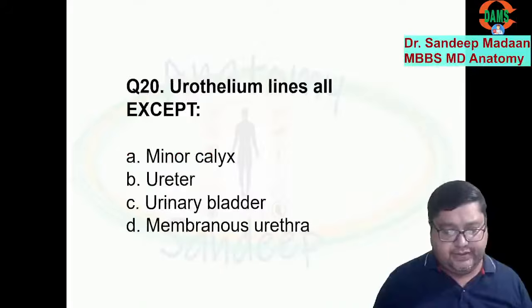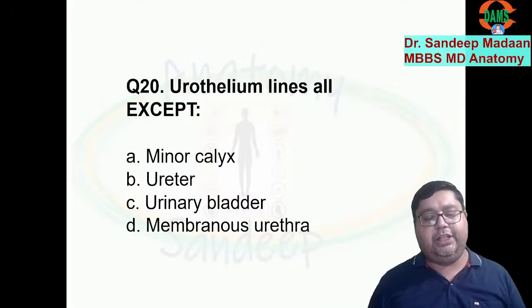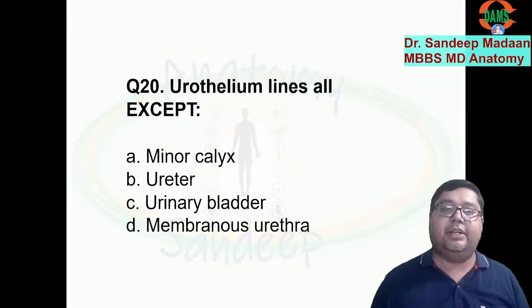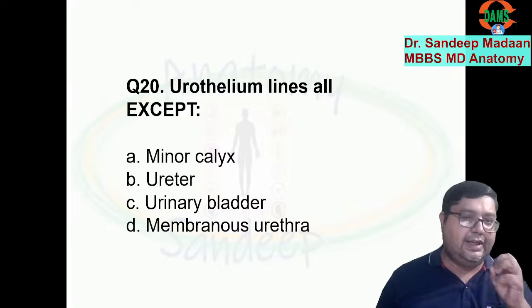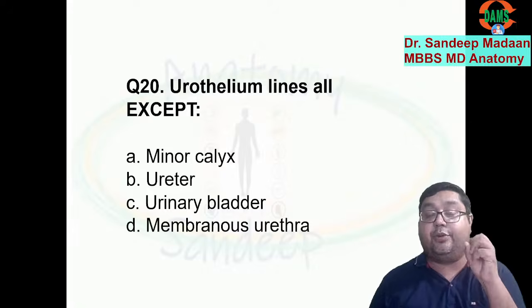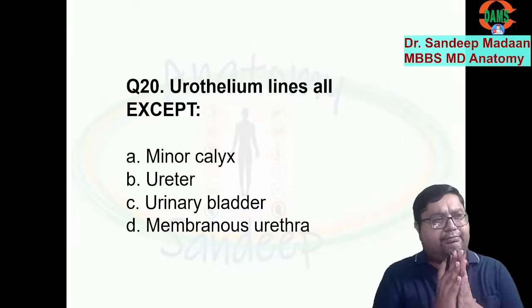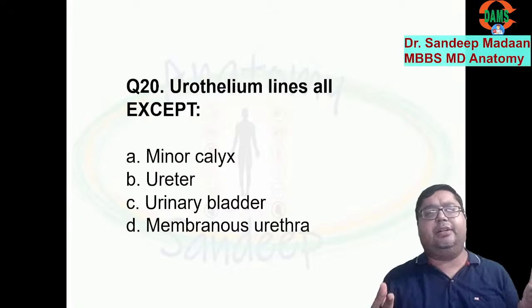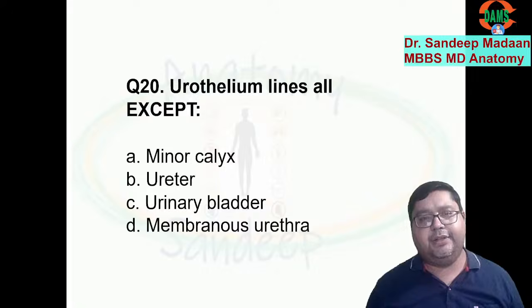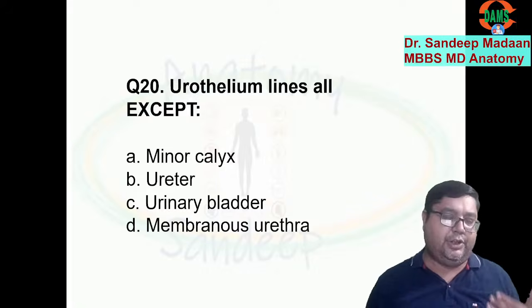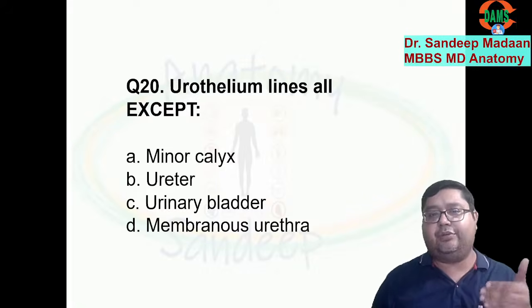Now, dear friends, the last question: urothelium lines all except. Urothelium, transitional epithelium, is present in the urinary system. It has the property of distensibility, undergoing stretch. It is a stratified epithelium. It is really multi-layered. Even after stretch, it remains multi-layered. That's the beauty of it. Second important point, it protects the tissue from the harmful effect of the urine.